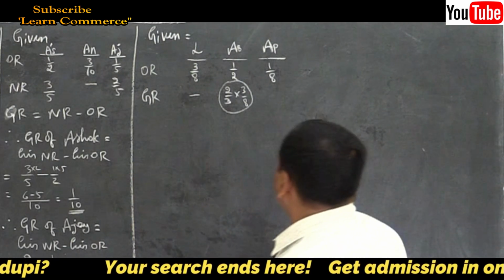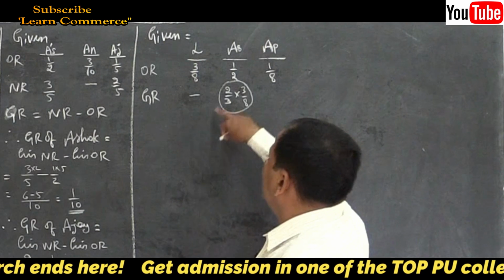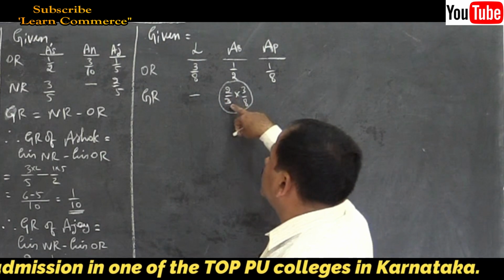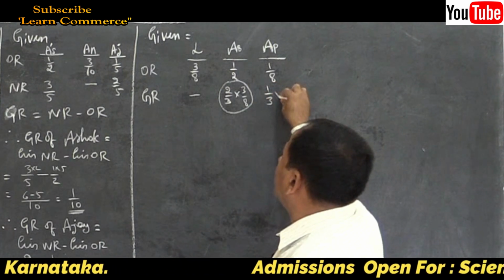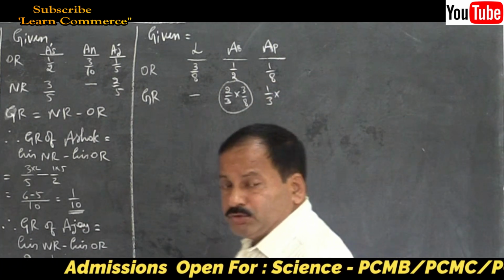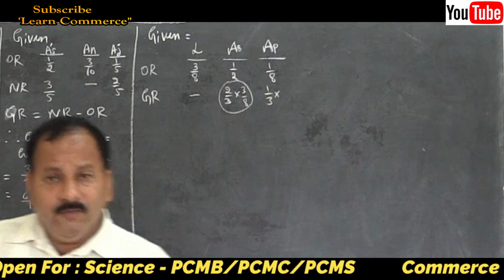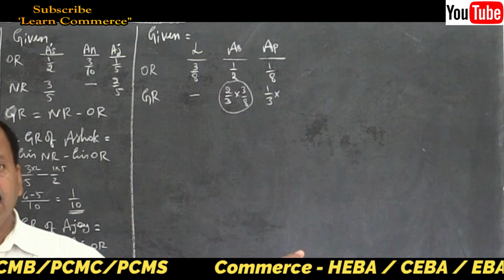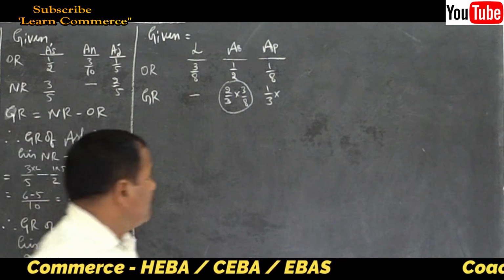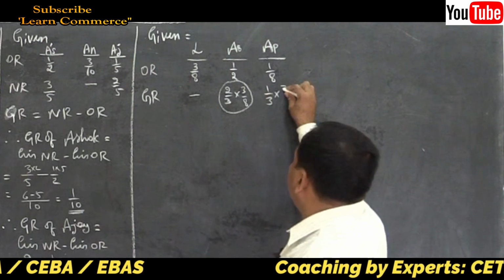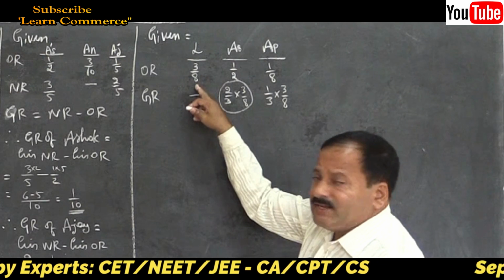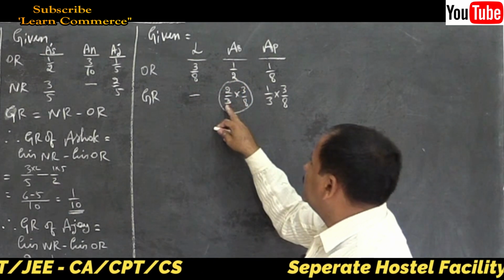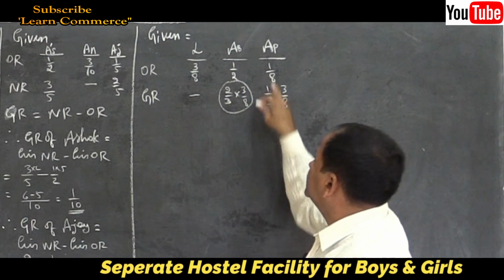Remaining share, how much will remain? When she surrenders 2/3 of her share, the remaining share will be 1/3 of her share, right? 2/3 of her share is surrendered, so 1/3 of her share will remain. That is given to Apeksha. So 1/3 of Lata's share. 3 by 8 is Lata's share, of which 2/3 is given to Abhishek and 1/3 is given to Apeksha.